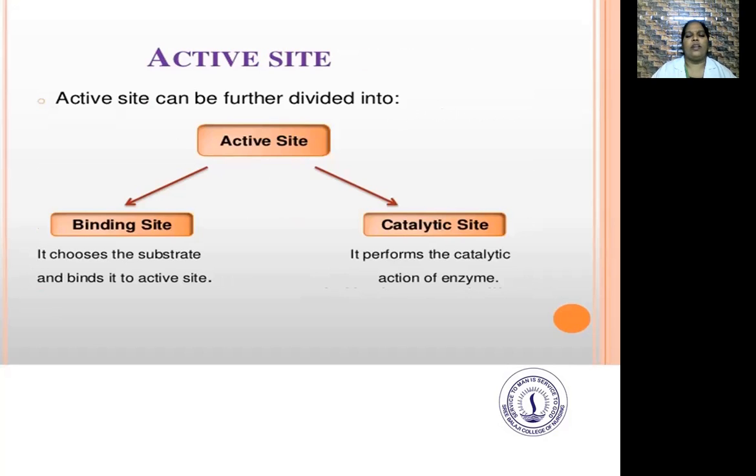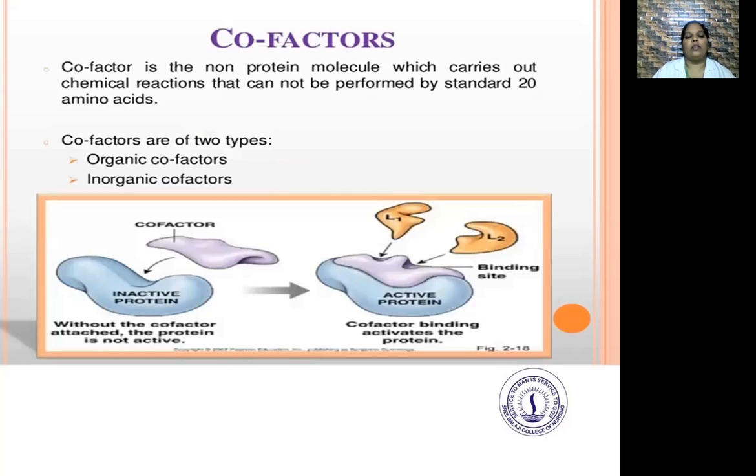Active sites can be further divided into the binding site and the catalytic site. The binding site chooses the substrate and binds it to the active site. The catalytic site performs the catalytic action of the enzyme. Cofactor. A cofactor is a non-protein molecule which carries out chemical reactions that cannot be performed by the standard 20 amino acids. Cofactors are of two types: organic cofactors and inorganic cofactors.